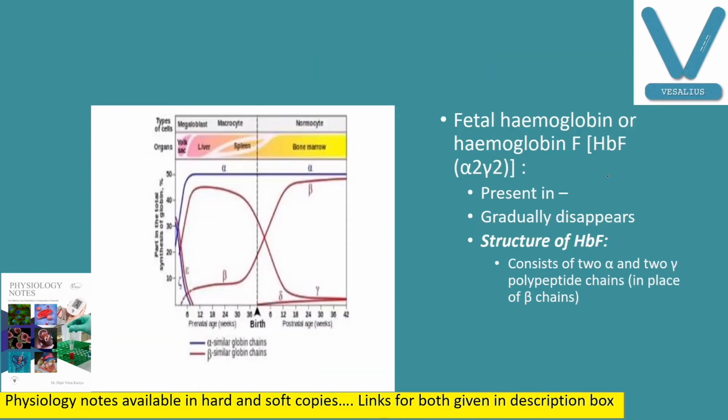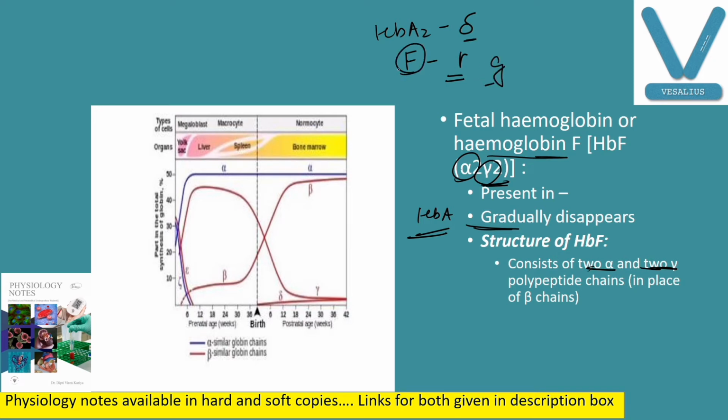Third variety of hemoglobin is fetal hemoglobin, present in intrauterine life, hemoglobin F. This has 2 alpha and 2 gamma chains. This is present in the fetal RBC, and gradually after birth of the baby, this fetal hemoglobin is replaced by adult hemoglobin. So easily you can remember HbA2, then delta, and fetal gamma. Try to remember this. Gamma means G and this is F.